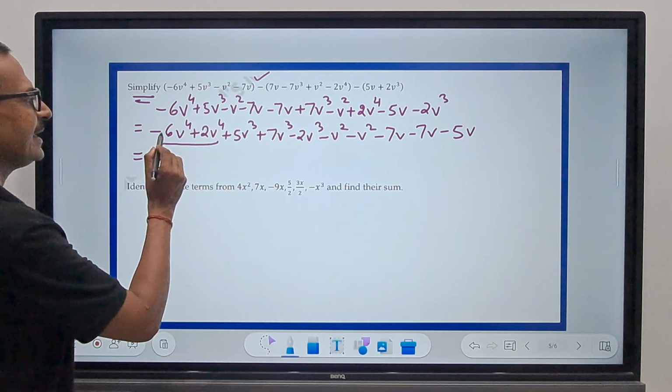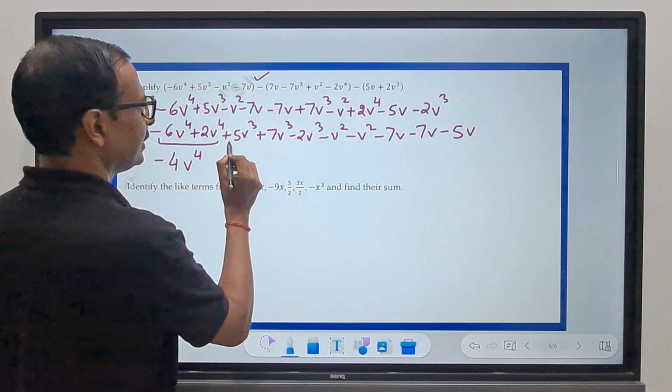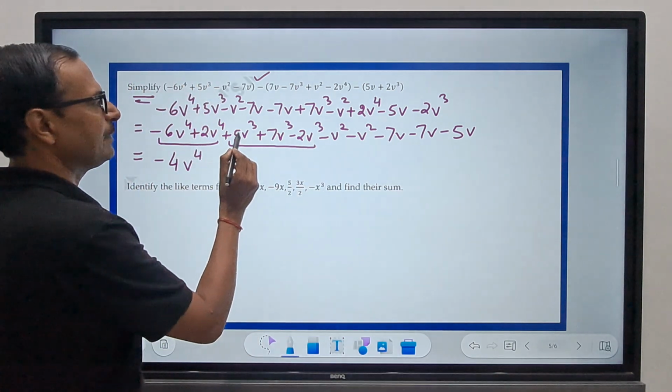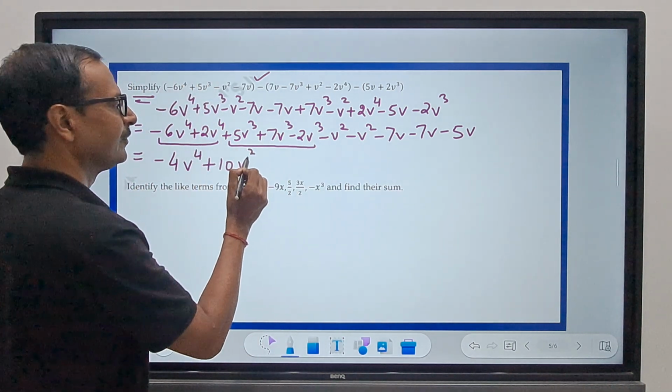These two are like terms. Minus 6 plus 2 is minus 4. So, v power 4. These 3 are like terms. 5 plus 7, 12. 12 minus 2 is 10. So, plus 10v cube.